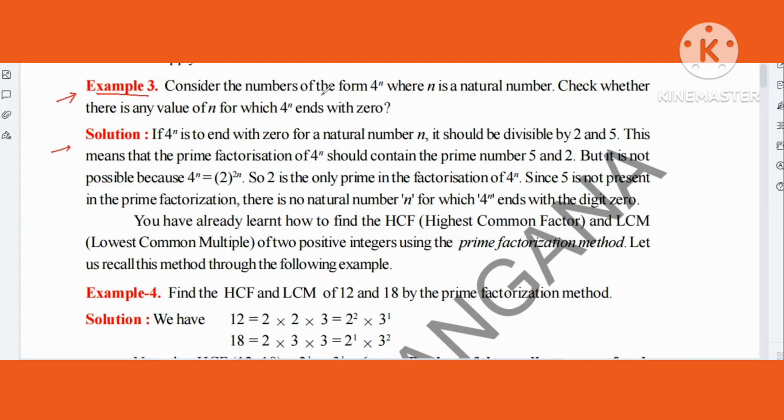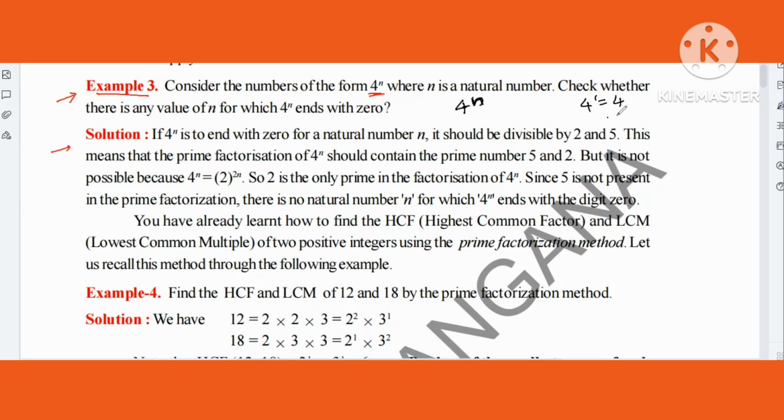So consider numbers of the form 4 to the power of n, where n is a natural number. Check whether there is any value of n for which 4 to the power of n ends with 0. So you know that in 4 to the power of n, 4 is the base and n is the exponent. If you write 1 in the place of n, we get 4.